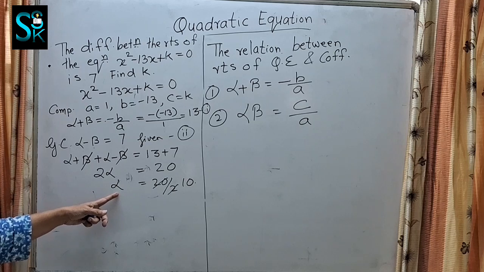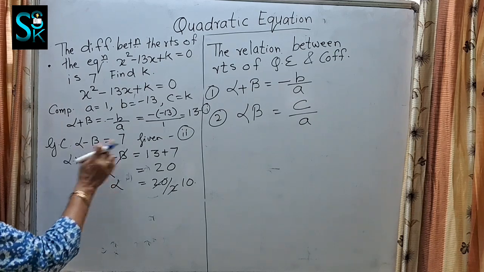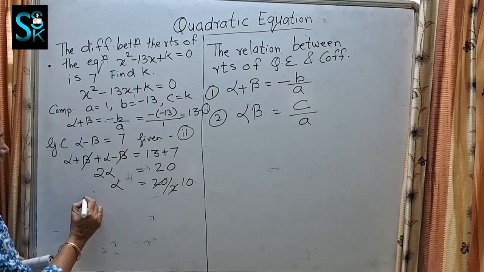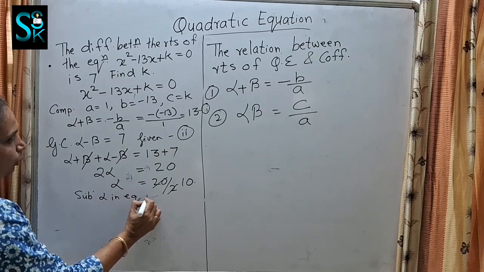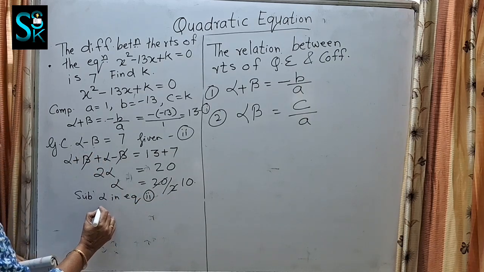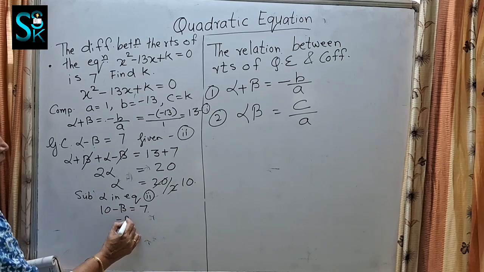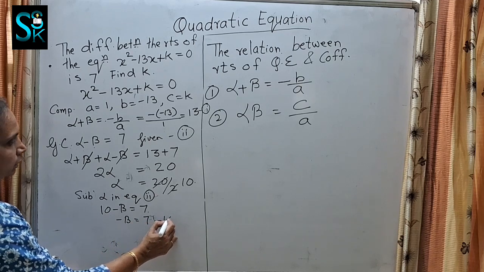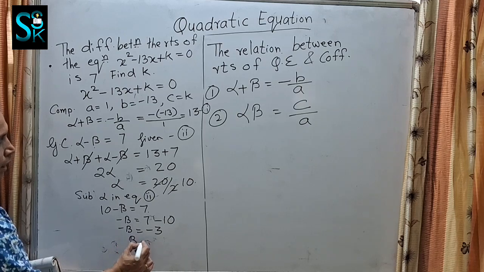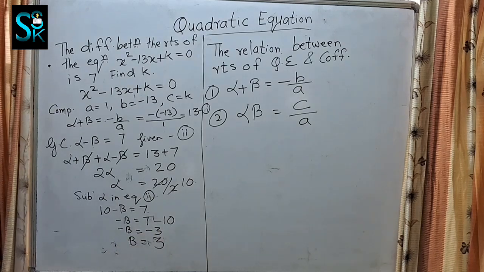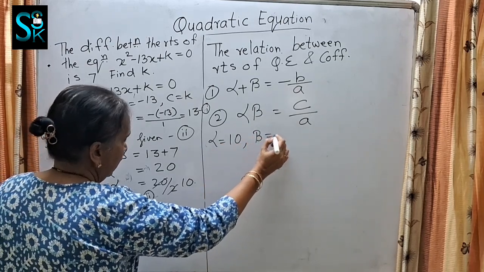Okay. So now from here I can find out beta also. Substituting in any equation, suppose I am substituting alpha in equation 2, I will be getting 10 minus beta is equal to 7. Minus beta is equal to 7 minus 10, that is minus beta is equal to minus 3, that is beta is equal to 3. So I got the value of alpha as 10 and the value of beta as 3.